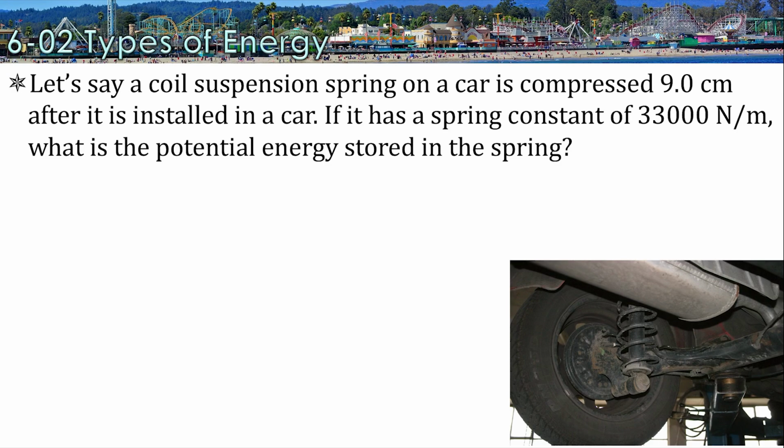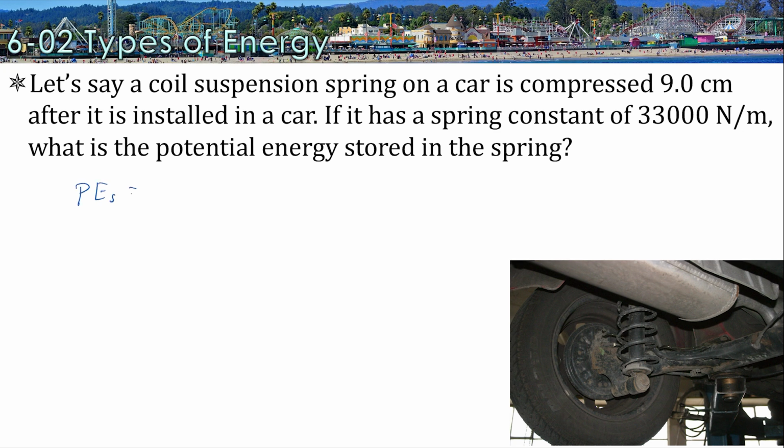Let's say a coil suspension spring on a car is compressed 9 centimeters after it's installed in a car. The spring has a constant of 33,000 newtons per meter. What is the potential energy stored in the spring? Now, this is very important because if they break while you're working on it, you can be seriously hurt by a coil spring that's compressed for a car.